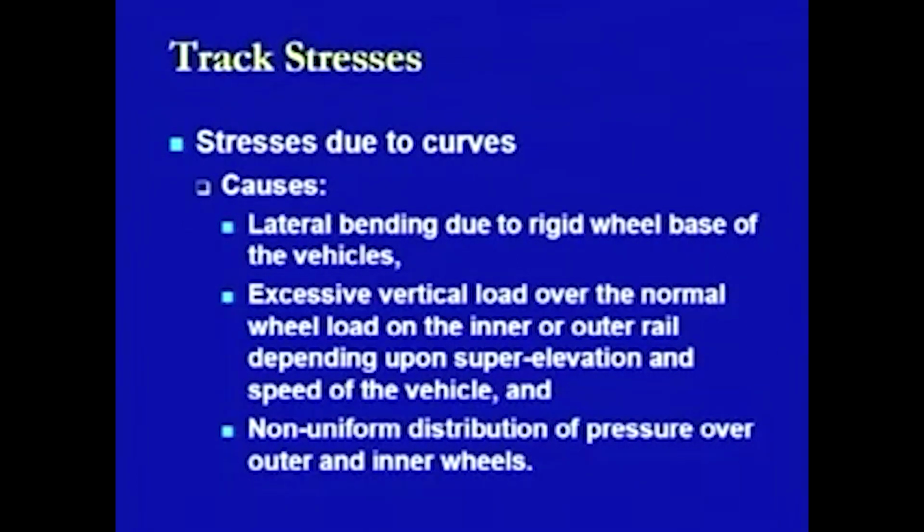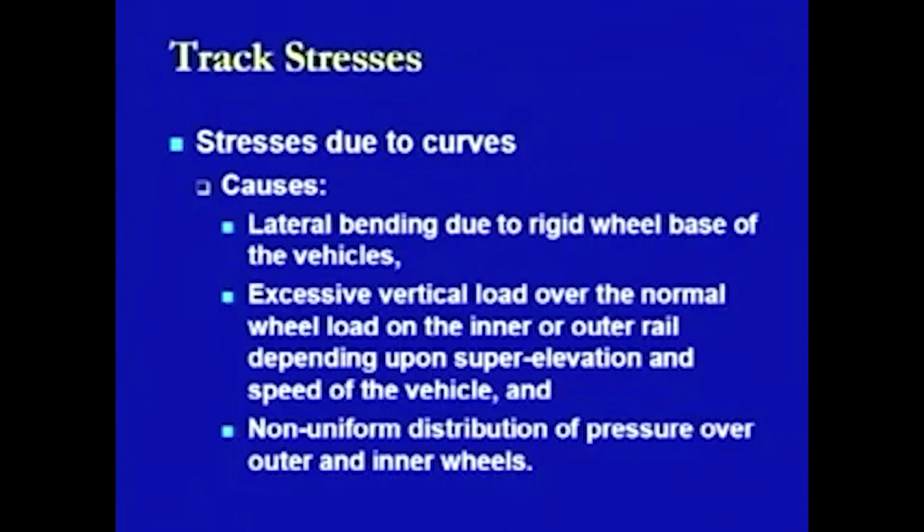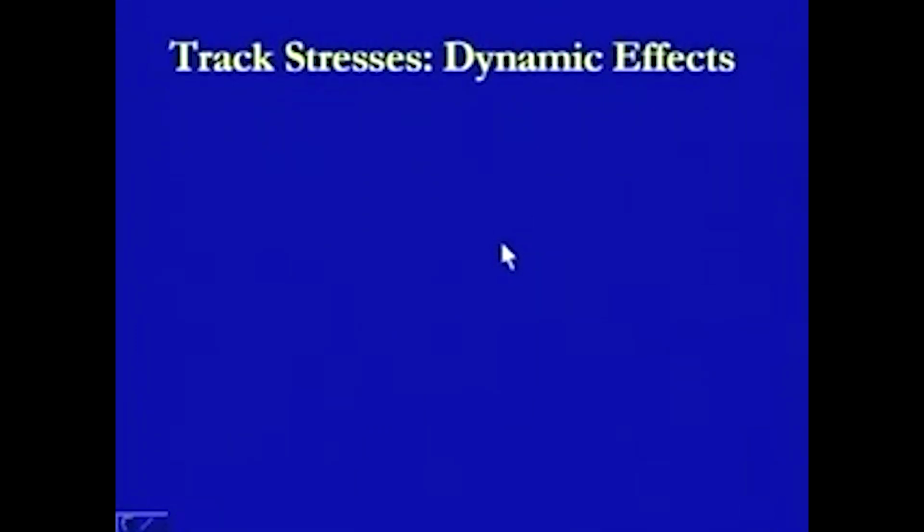In that case, the excessive vertical load over the normal wheel load on the inner or outer rail depends upon the super elevation and the speed of the wheel. The non-uniform distribution of pressure over the outer and inner wheels is caused because of the rigid wheelbase and the lateral movement of the axles in the outward or inward direction because of that rigid wheelbase. This concept was discussed previously, if you remember. So, this is all about the different types of track stresses induced because of static load conditions. Now, we talk about the dynamic effects here.